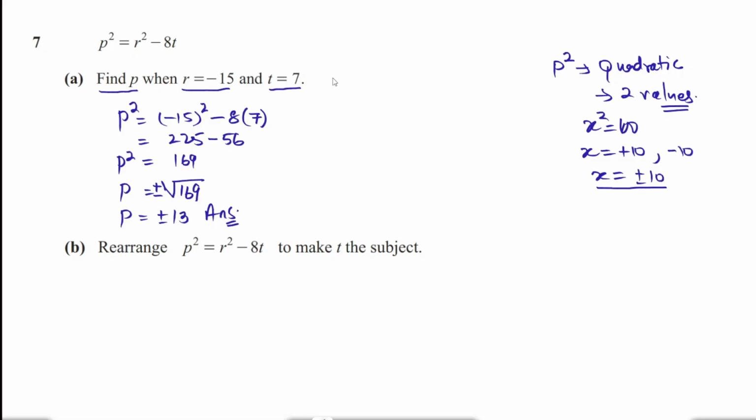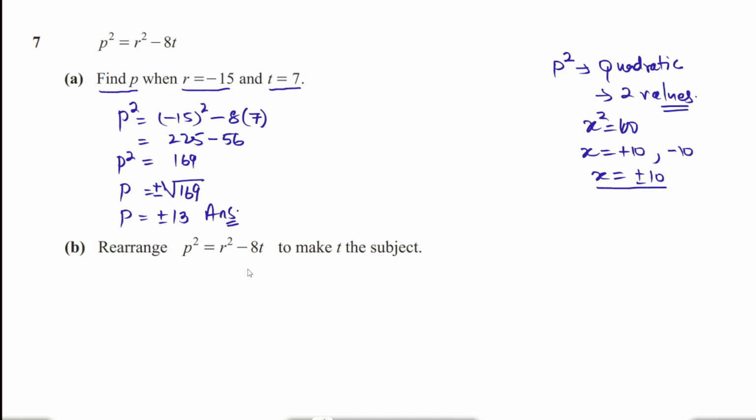If the problem is saying to find the value of positive p, then we'll write positive 13 only. Negative p, then we write negative only. Okay. Now in the next problem, what we are going to do is rearrange p square equals r square minus 8t to make t the subject.